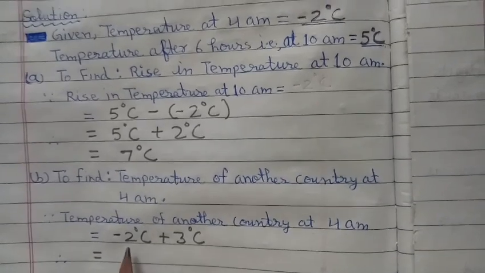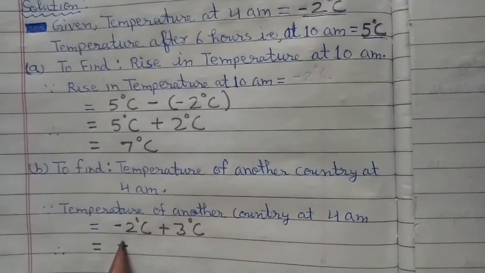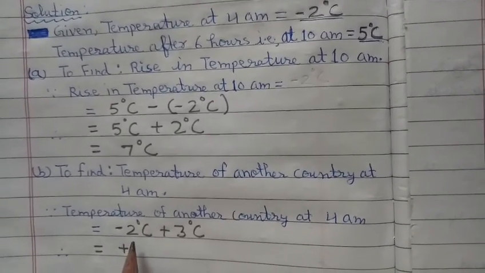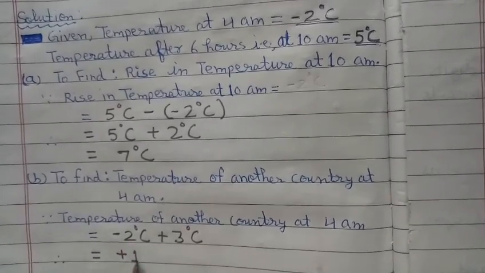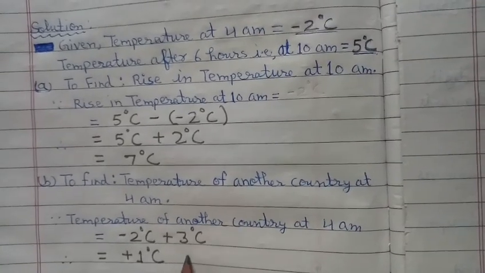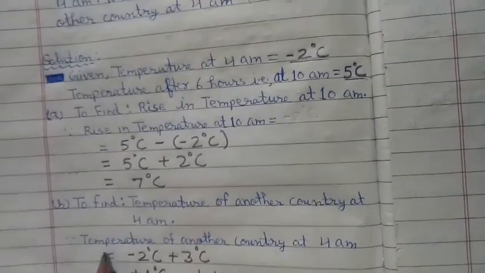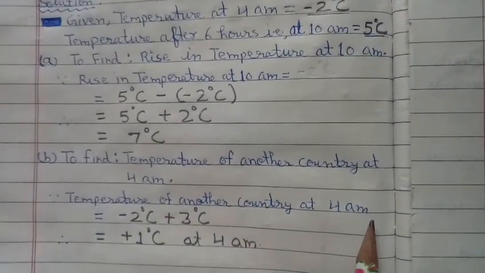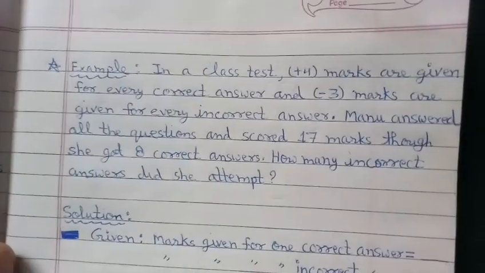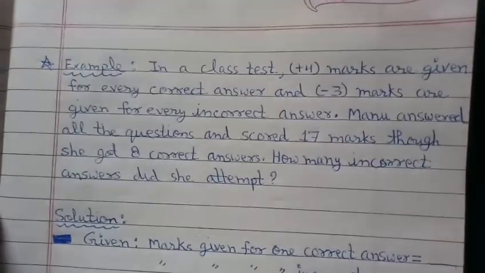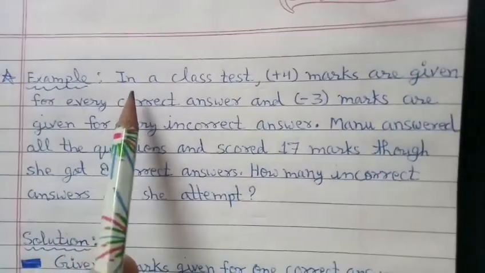As we know, in the operation of minus and plus signs, we take the sign of the greater number, that is plus, and the difference of the smaller from the greater. 3 minus 2 is 1 degree Celsius at 4 a.m. So the temperature of the other country at 4 a.m. is 1 degree Celsius. I hope you have learned, but now we should take another example of a word problem.